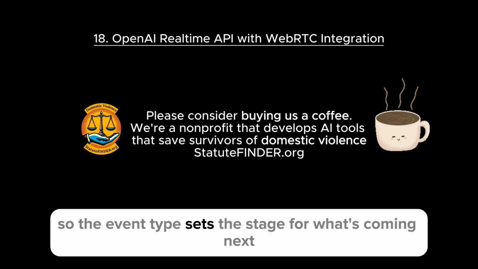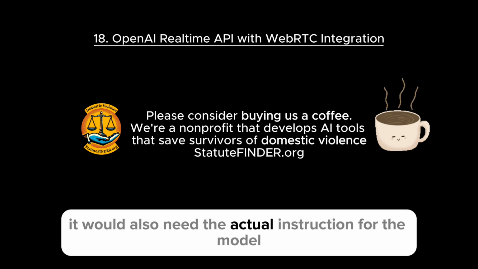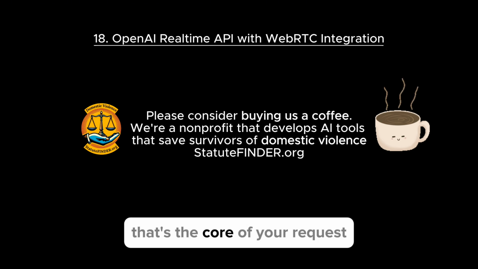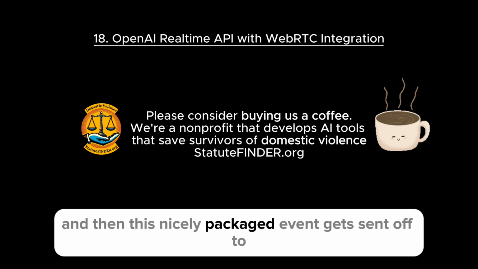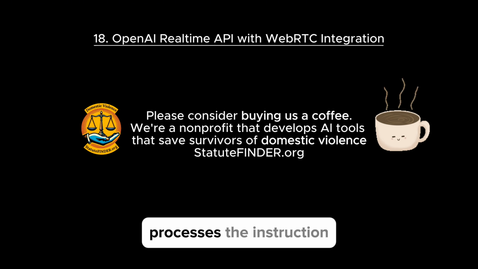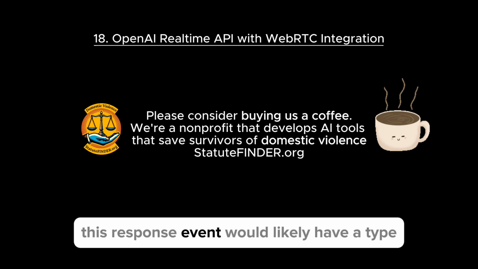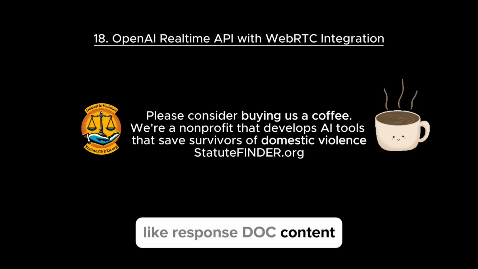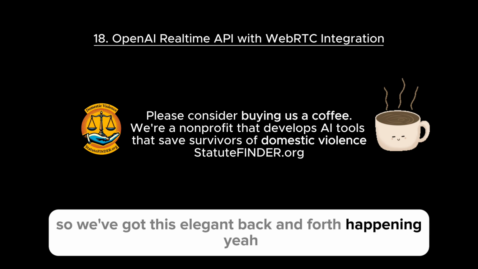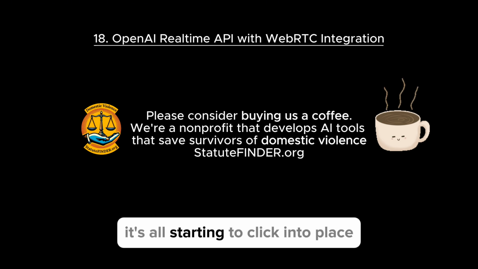Okay, so the event type sets the stage for what's coming next. What else would this event need to include? It would also need the actual instruction for the model, in this case, something like write a haiku about learning to code. That's the core of your request. And then this nicely packaged event gets sent off to the model through the data channel. Exactly. The model receives the event, processes the instruction, and then sends its response back as another event. This response event would likely have a type like response.content, indicating that it contains the generated output. So we've got this elegant back and forth happening. An instruction event goes out, a content event comes back with the model's response. It's all starting to click into place.